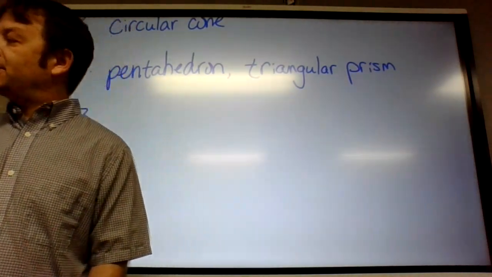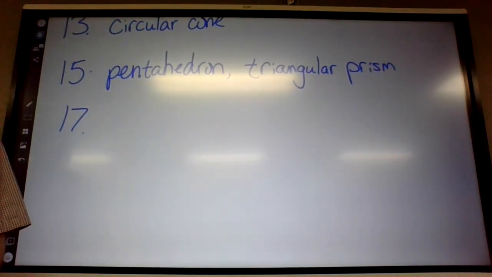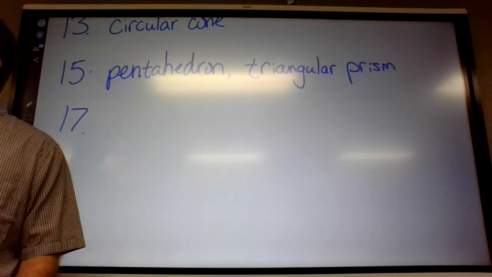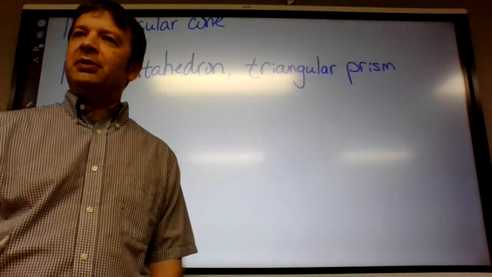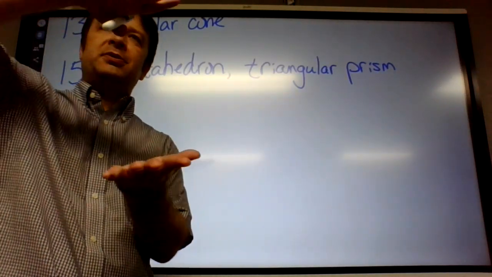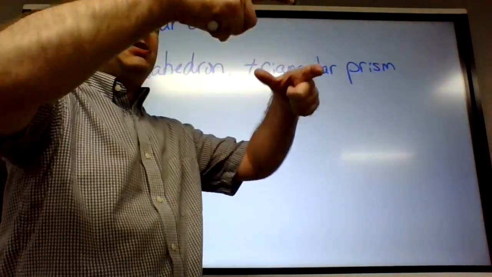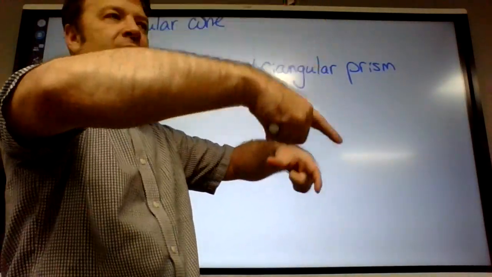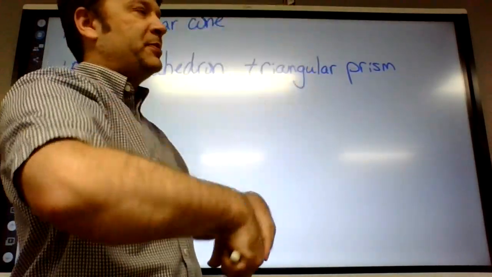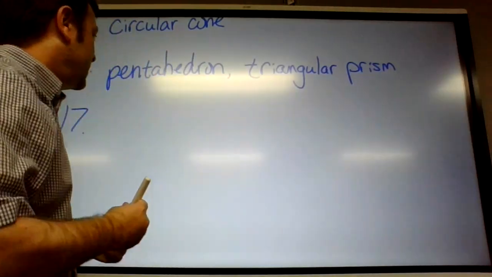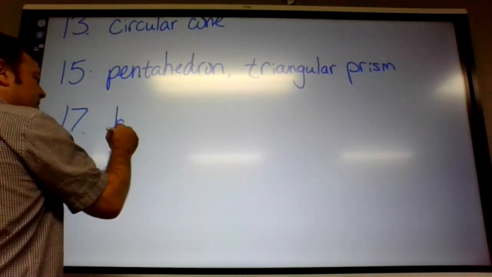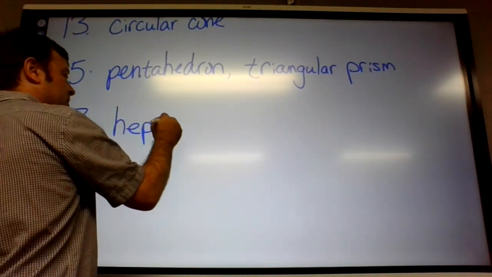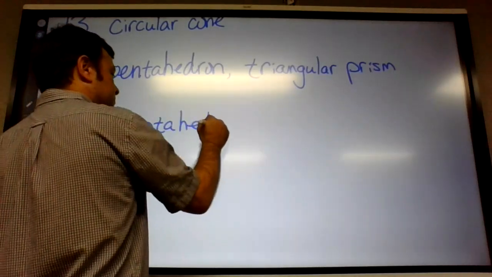Okay, how many sides does 17 have? The bases are pentagons, right? There's two of those. And then because they're pentagons, that means there's 5 rectangles coming up the side, so it is 7. So that 7 is what? Well, heptahedron, yeah.